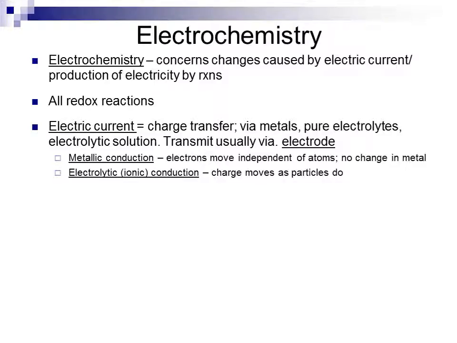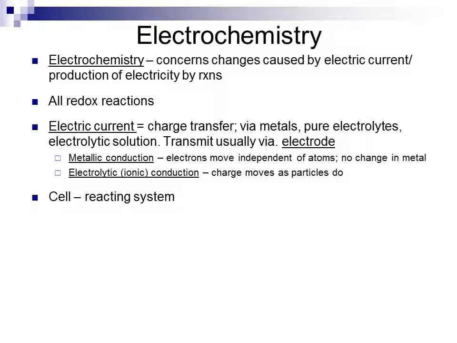An electrolytic or ionic conduction occurs as the charge moves with the particles. This will occur in a state where we have either a pure electrolyte or an electrolytic solution. And so as the individual charged particles move through solution, that current moves with them.